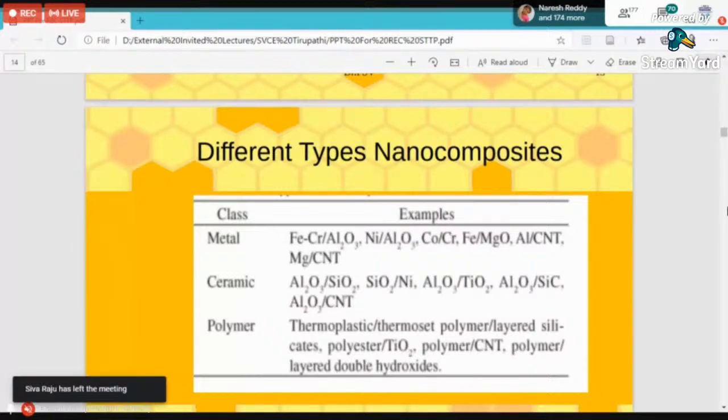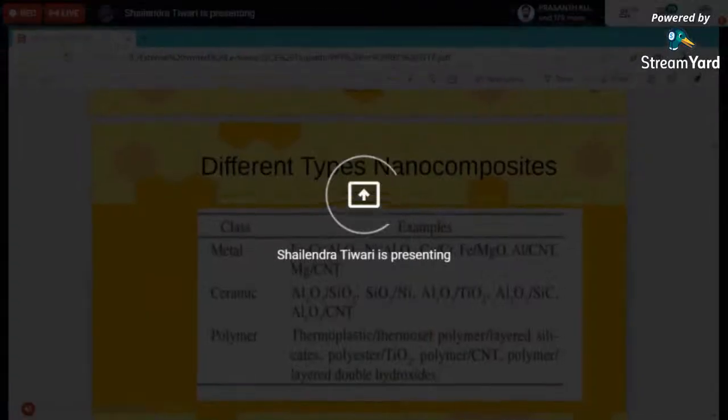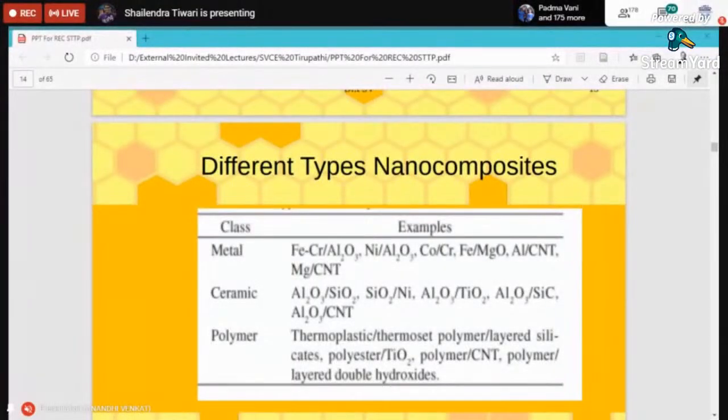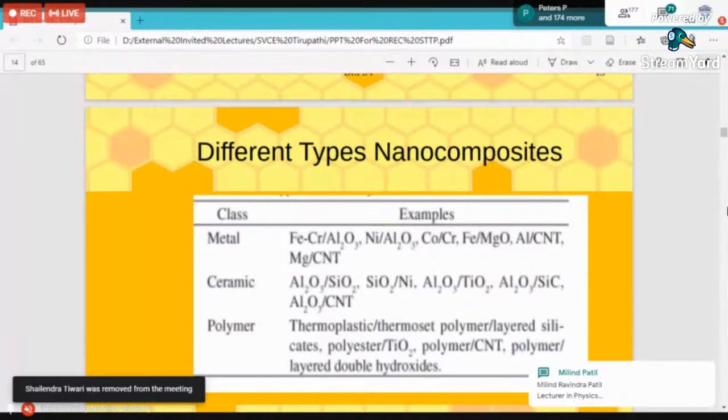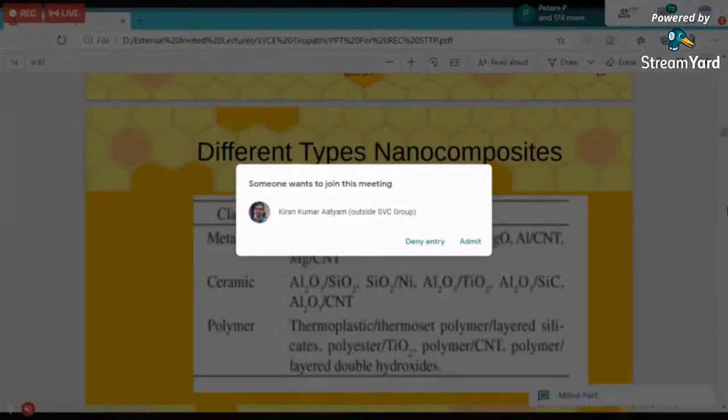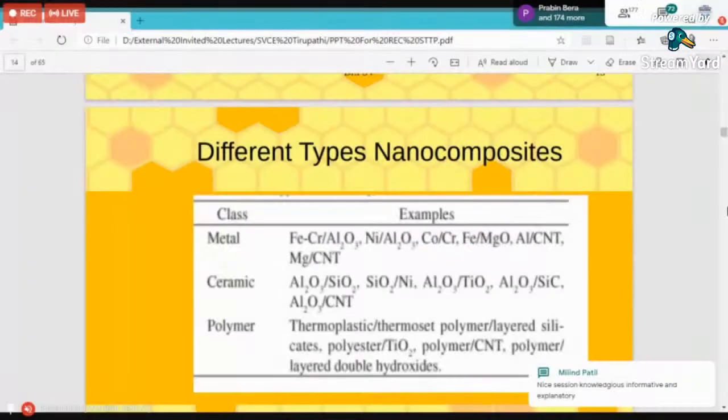Then the ceramic based material, where the base is a silicon based material, will come in the ceramic category. For the polymer, we have two different varieties of polymers. One is the thermoplastic, another one is thermoset. The thermoset, layered silicates, all those things are coming in the polymer category. So these are all extensively used as of today.